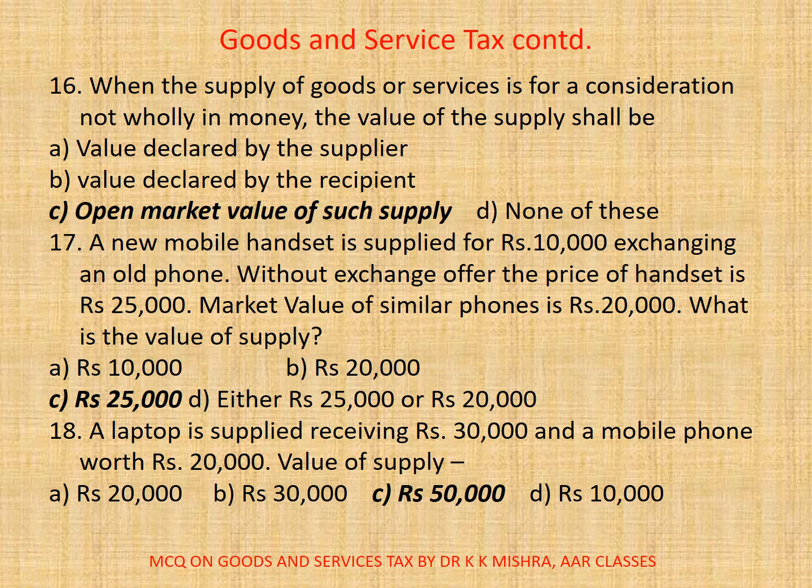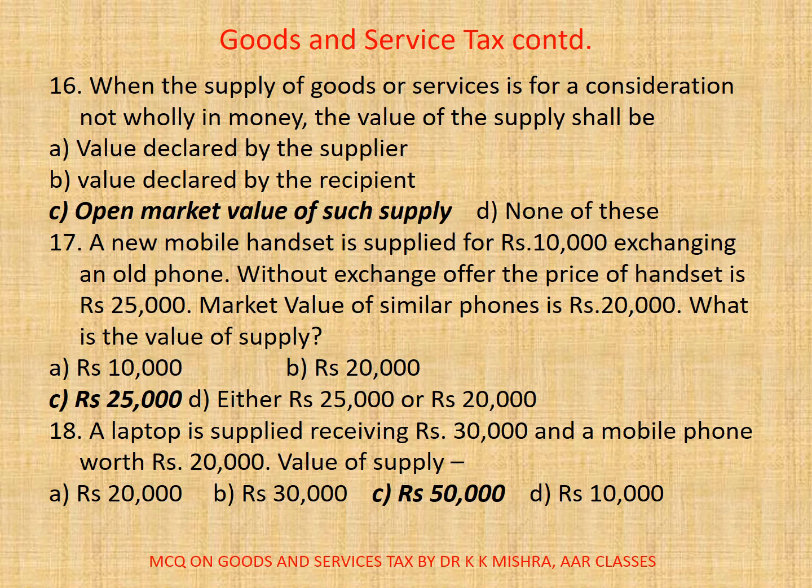17. A new mobile handset is supplied for rupees 10,000, exchanging an old phone. Without exchange offer, the price of handset is rupees 25,000. Market value of similar phone is rupees 20,000. What is the value of supply? Options are A, rupees 10,000, B, rupees 20,000, C, rupees 25,000, D, either rupees 25,000 or rupees 20,000. The correct option is C, rupees 25,000.